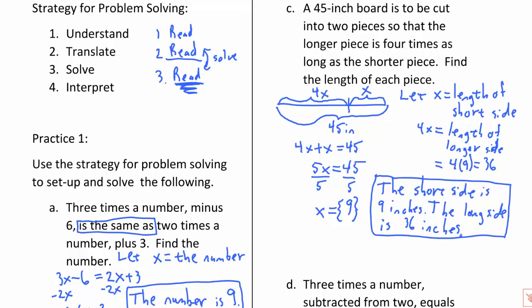Okay, good deal. We just need to make sure that we answered the question. Find the length of each piece. We just did. Now, again, notice that 9 plus 36 is 45. Fantastic, that's what we wanted. And also, 36 is 4 times 9. And that's also what we wanted.